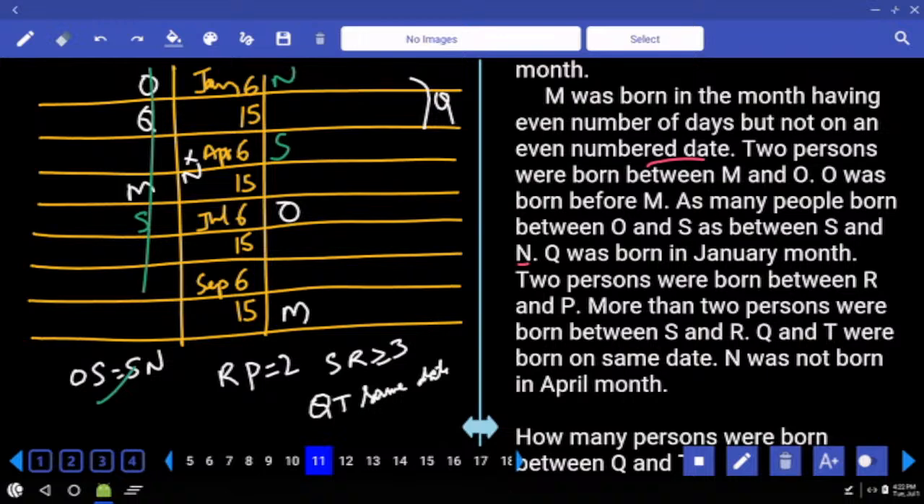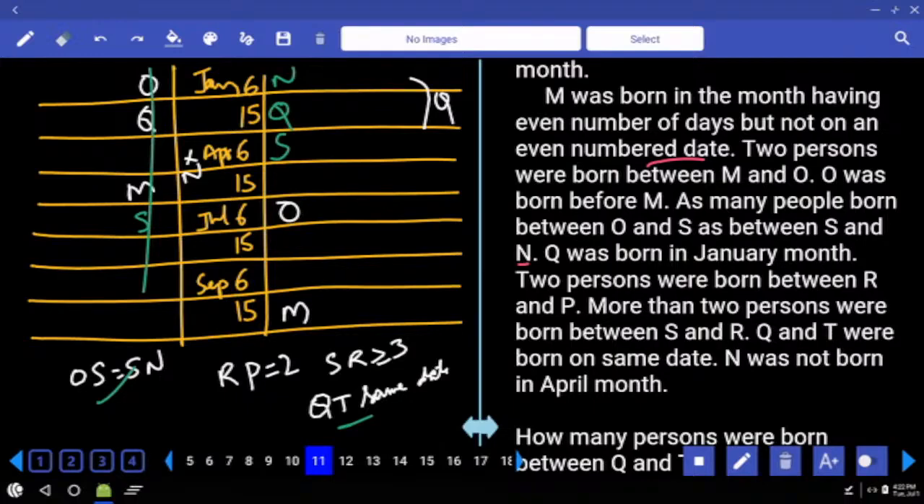R and P, and Q and T were born on the same date, 6th were done. Next, Q and T must be in the month of, and on 15th. Q and T on 15th. Then R and P, now Q must be here, isn't it? Then P must be in the month of, and 15. Now P, where can I have this P?